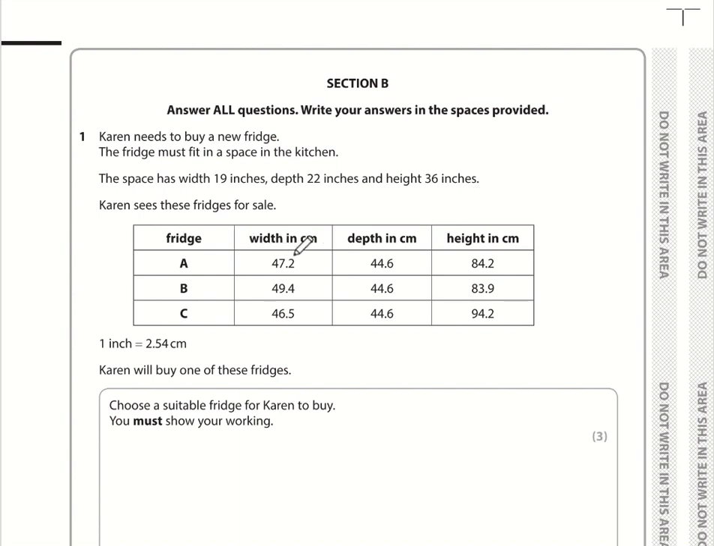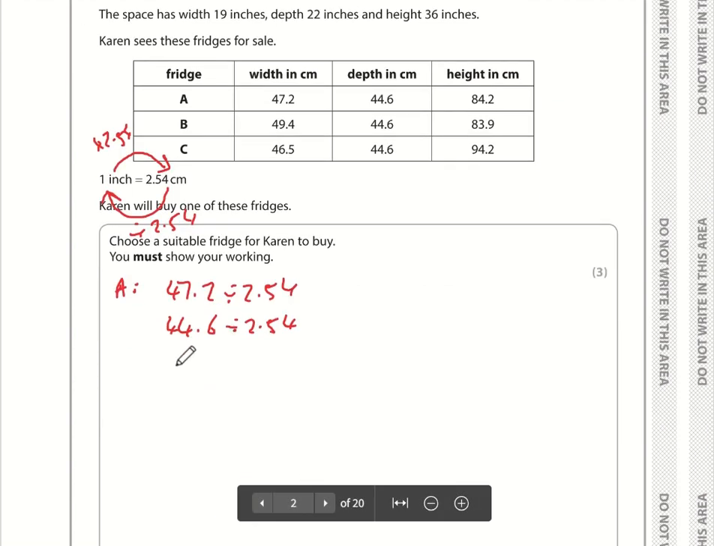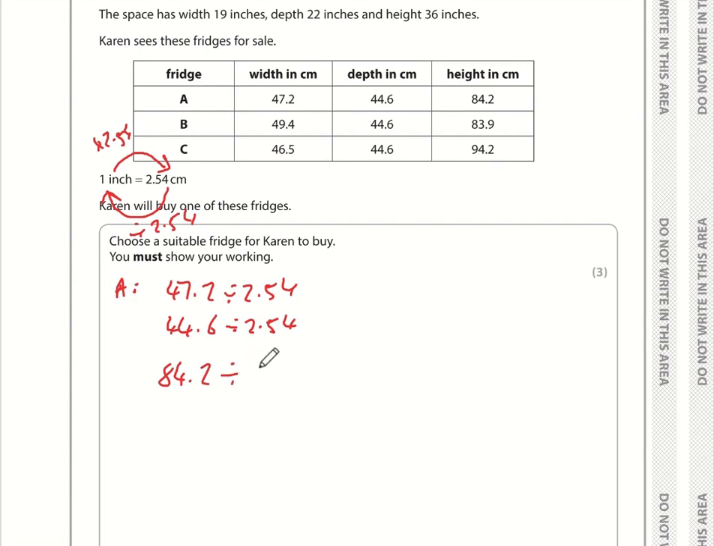So what we are going to do is just convert these dimensions in centimetres into inches. So we can see that when we're going from inches to centimetres, we are multiplying by 2.54. So if we're going in the opposite direction, we need to divide by 2.54. So let's take a look at fridge A. So it's 47.2 divided by 2.54. Also 44.6 divided by 2.54. And 84.2 divided by 2.54.